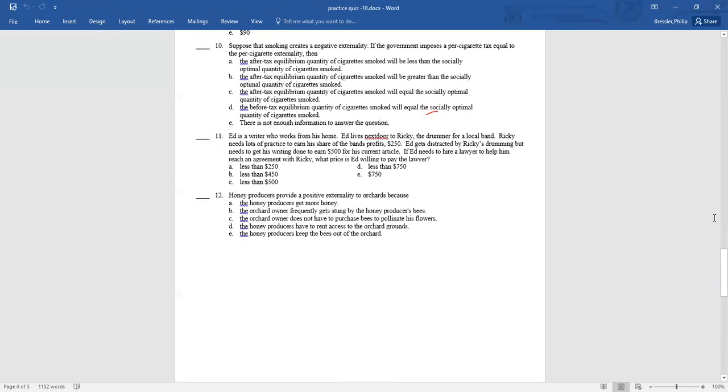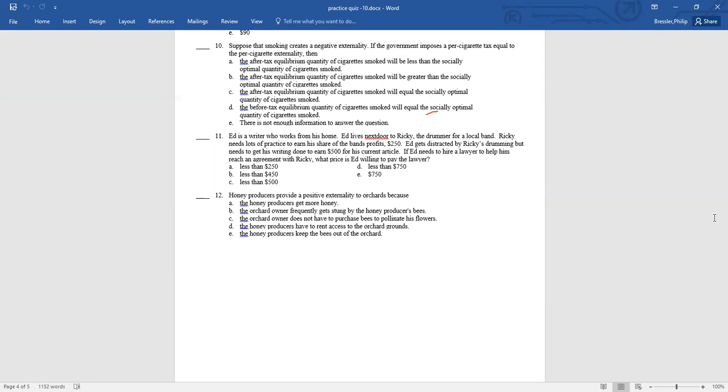All right, number 10, which is about smoking. Suppose that smoking creates a negative externality. The government imposes a per cigarette tax equal to the external cost. What's going to happen? If they put a per unit tax equal to the external cost, we're going to get to the socially optimal, because that's what the tax will get you if it equals the external cost. So the after-tax equilibrium quantity of smoking is C, as in Caroline, the answer.